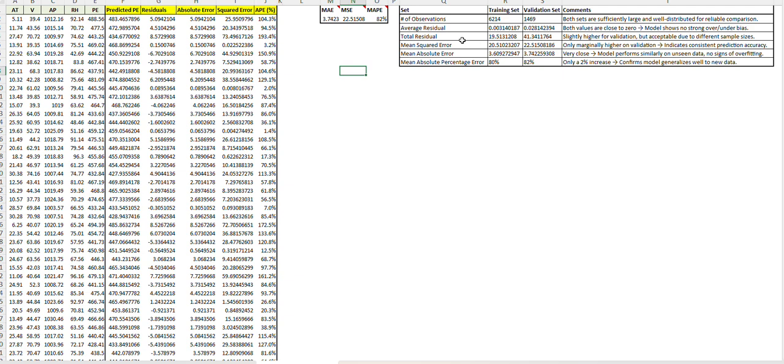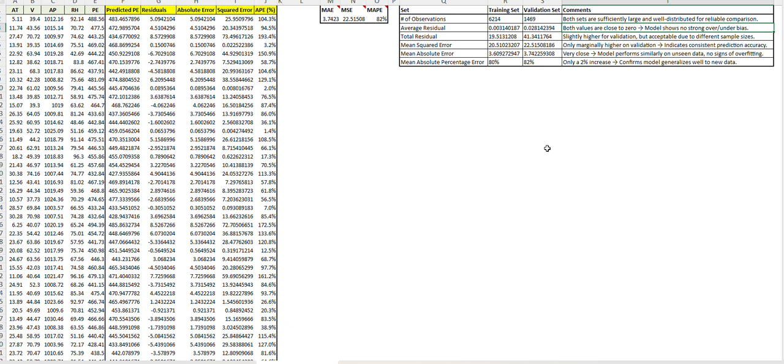So if you see the average residual value, both the values are very close to 0. The residual is the difference between the actual PE and the predicted PE. So we take the average of that, and the average for both the values is very close to 0. So the model shows no strong over or under bias.